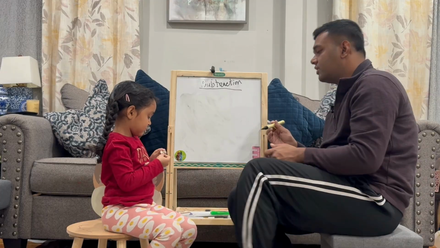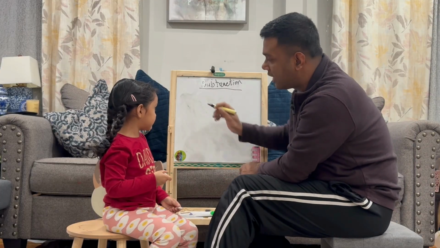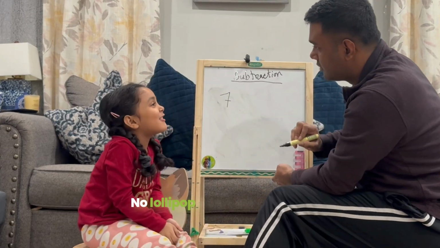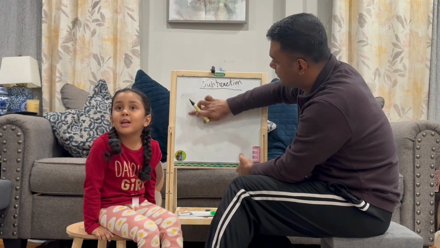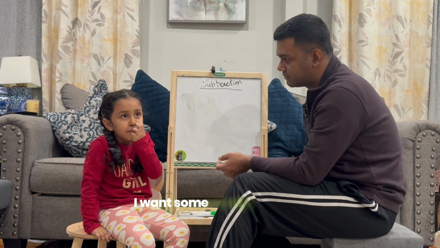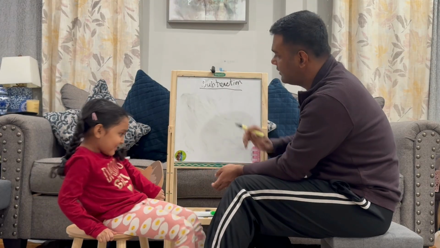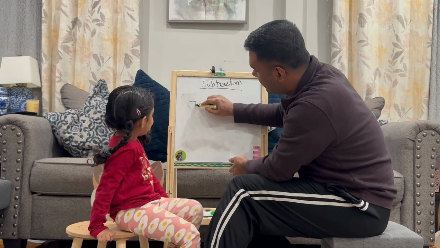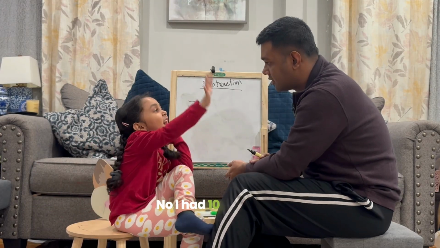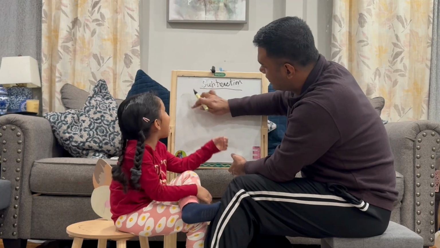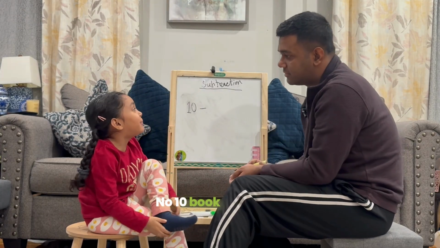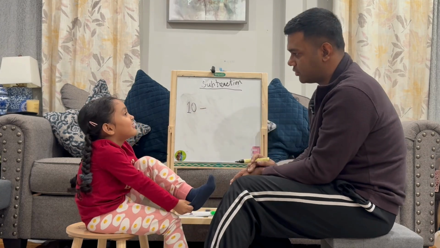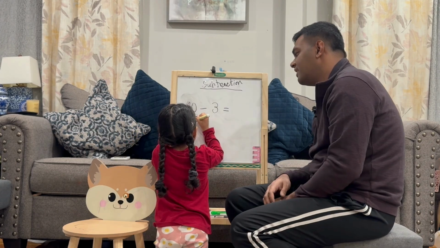So let's say you had 7 lollipops, right? No lollipop anymore. Then what do you want? I want some candy cane. Okay, let's say you had 7 candy canes. No, I said 10. Okay, you had 10. No, not candy cane. You had 10 books. Okay, you had 10 books. I'll draw 10 books first.